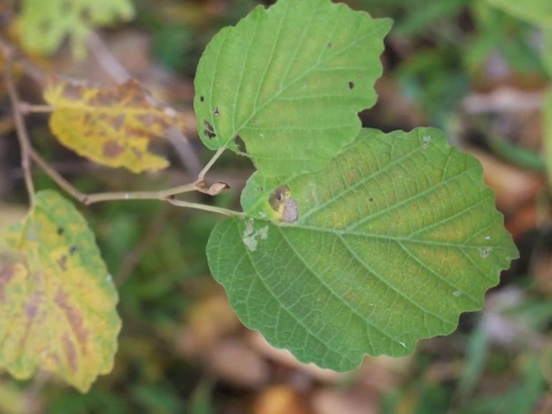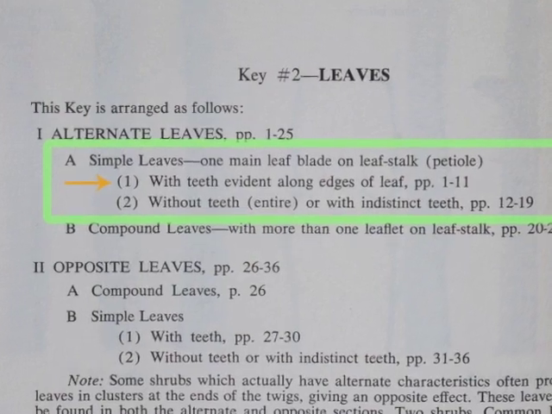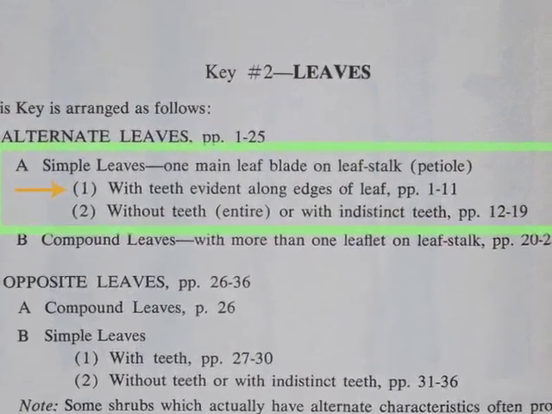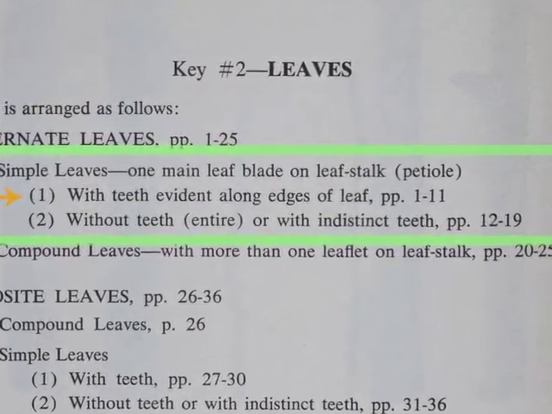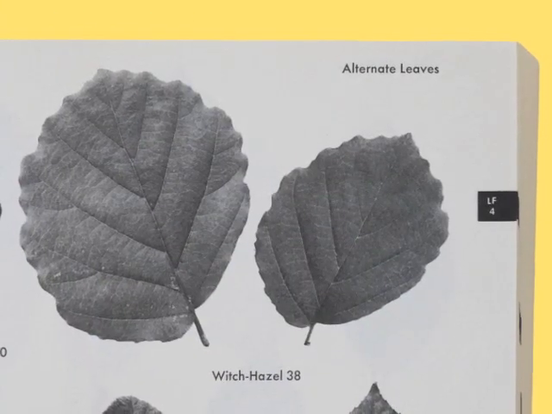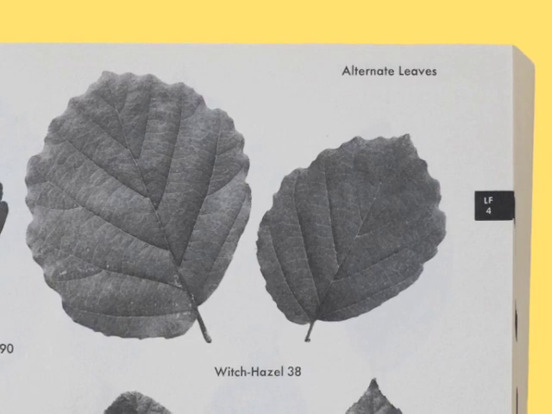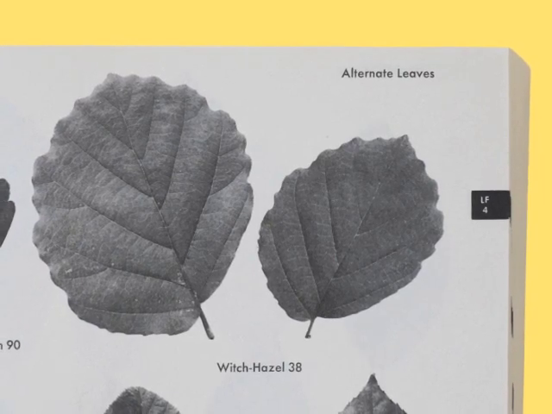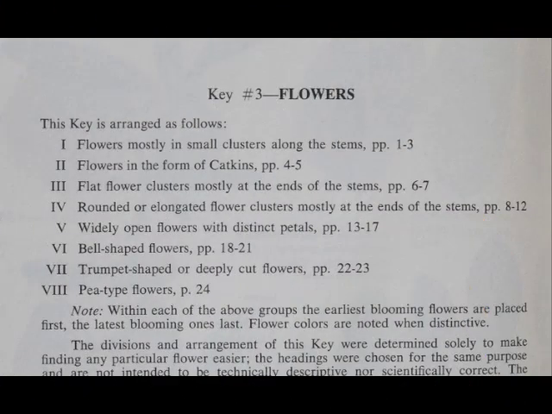This leaf has teeth, so we'll look at the photos on pages 1 through 11 of the Leaves section of the book. Leaf page 4 has 2 photos of a leaf that looks like ours. They are labeled as witch hazel. Now let's see what comes up when we look through key number 3 for flowers.